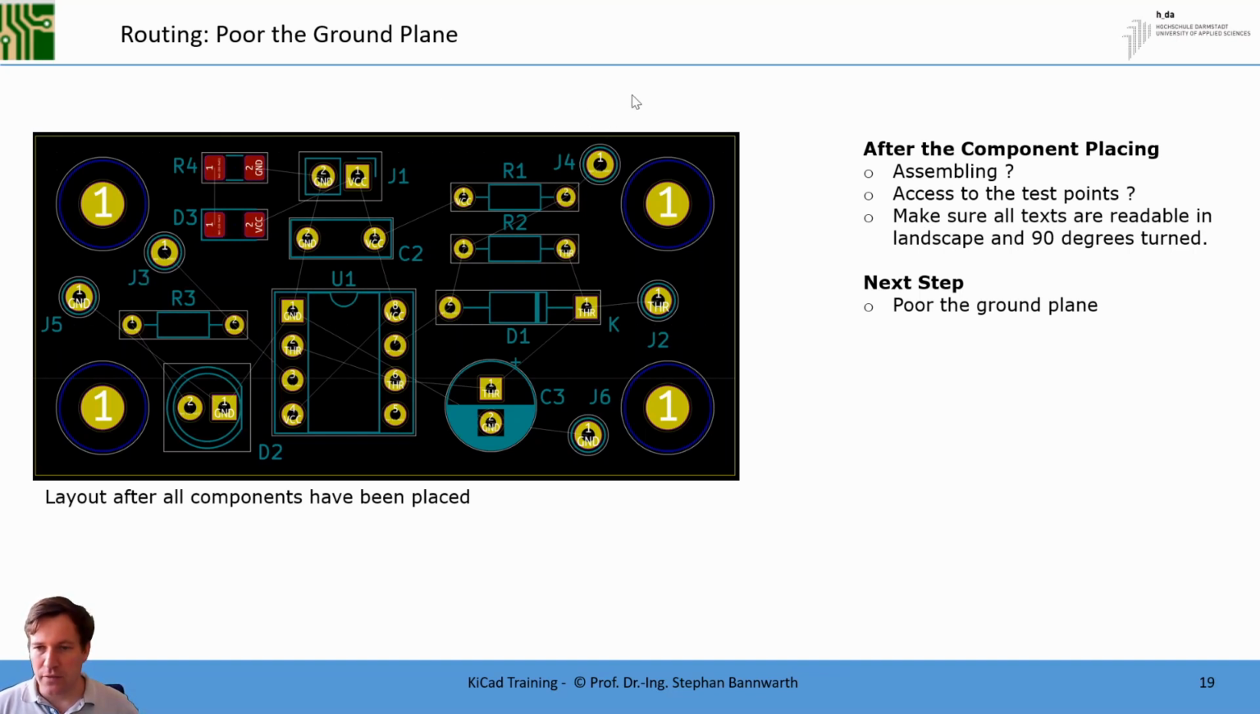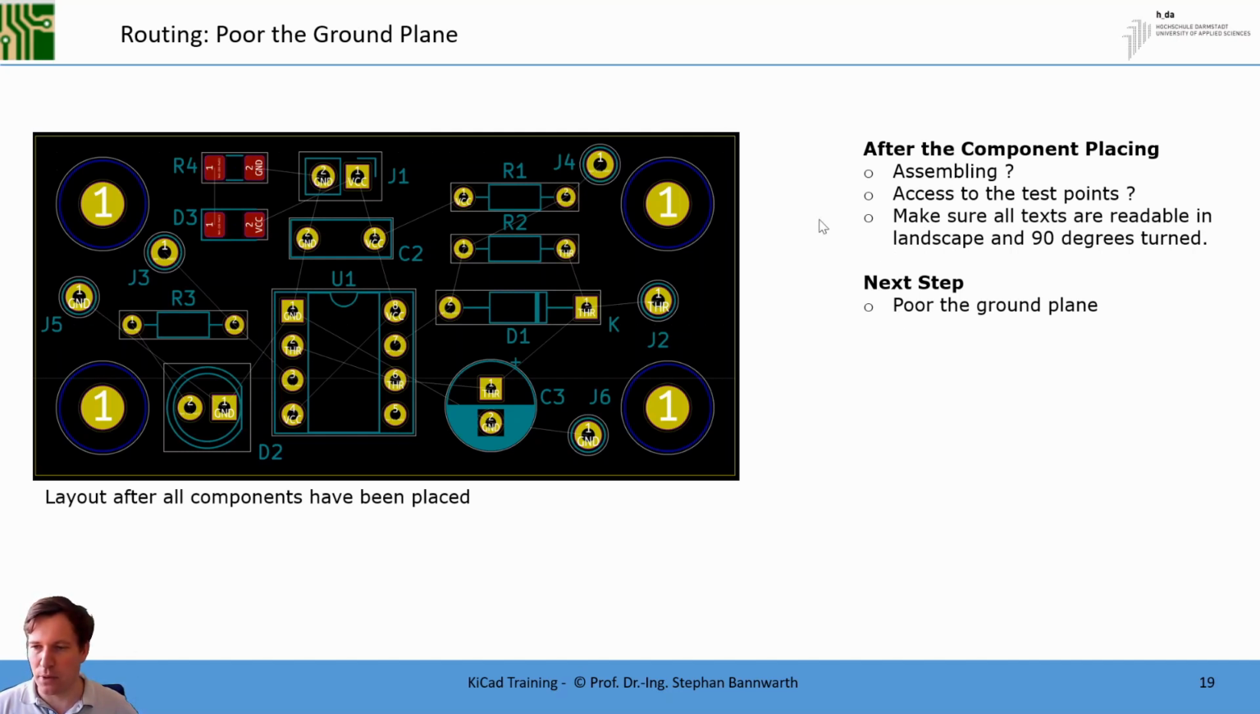The next thing you have to check before you proceed further with your layout: make sure all texts are readable in landscape, which is the case in this layout. All silk layer texts in this cyan color are readable in landscape, or if you turn your board 90 degrees in clockwise direction, to portrait, to read them.